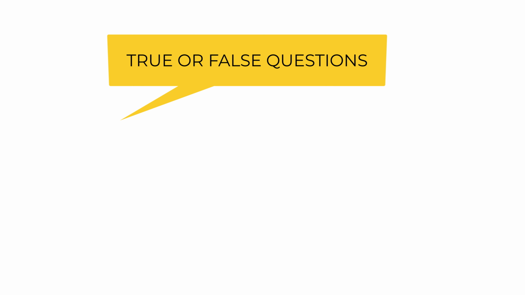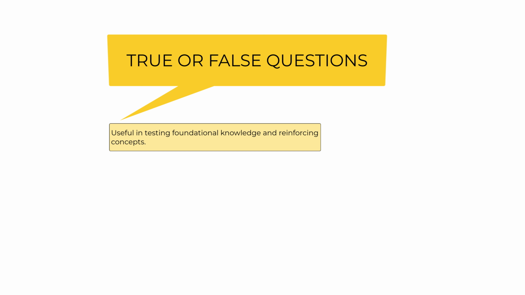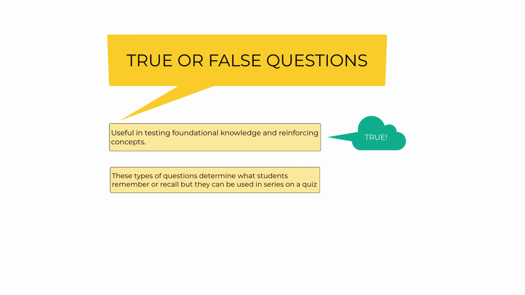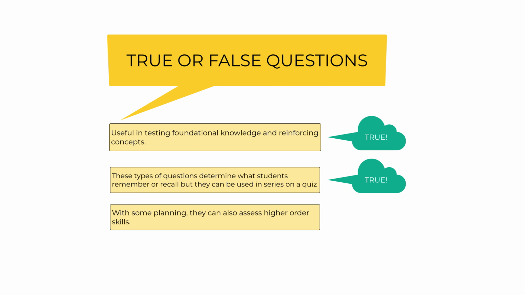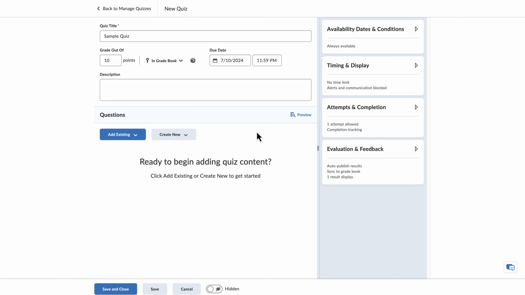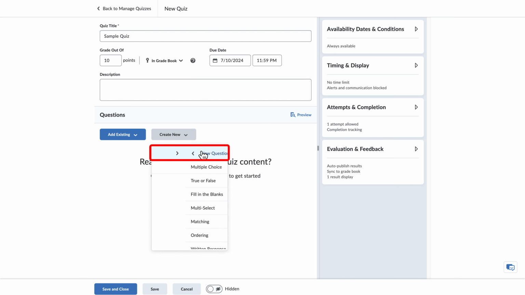True or false questions can be useful in testing foundational knowledge and reinforcing concepts. Generally, these types of questions determine what students remember or recall, but they can be used in a series on a quiz. With some planning, they can also assess higher order skills. Let's look at setting up this question type. Starting again from the quiz menu, click the Create New button and select True or False from the drop-down menu.